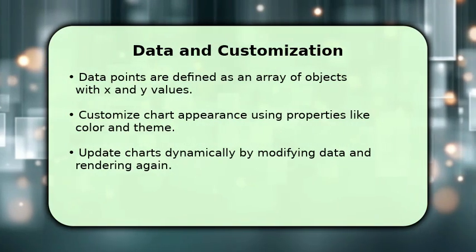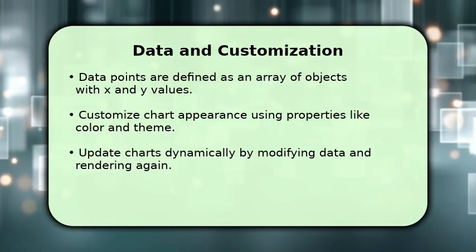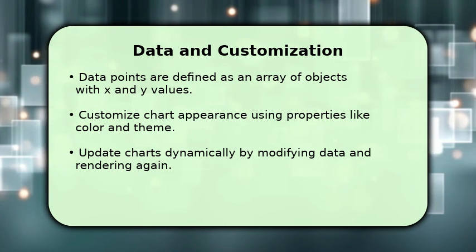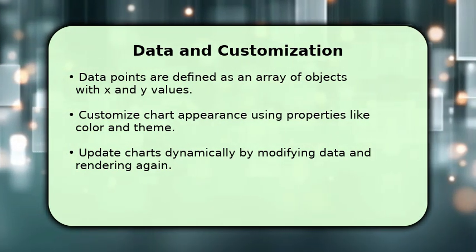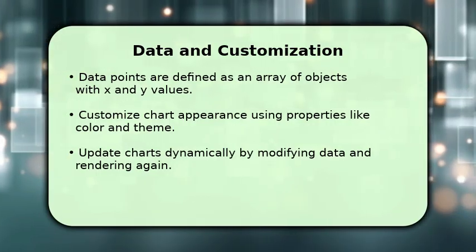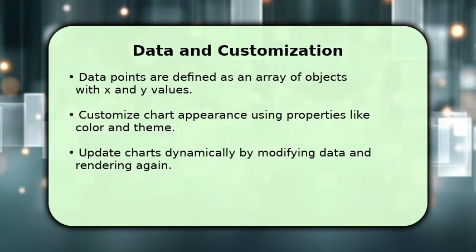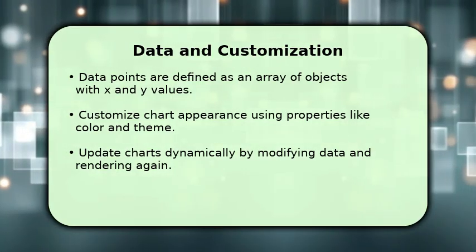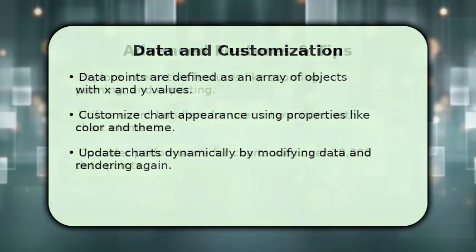Adding data to your chart is simple. You'll define an array of data points, each with X and Y values. Canvas.js supports various data formats, making it flexible for different datasets. You can also extensively customize your chart's appearance, from colors and themes to tooltips and animations. Experiment with different properties to match your application's design. This flexibility ensures your charts look exactly how you envision them.